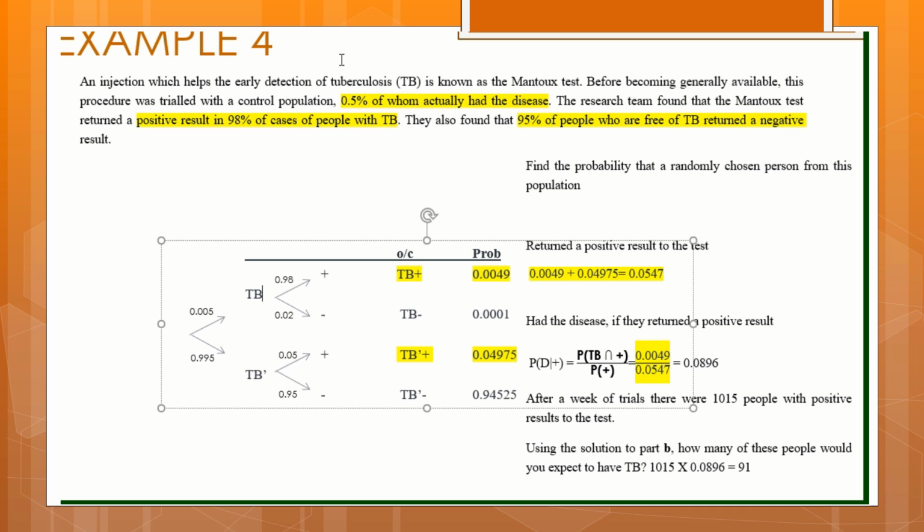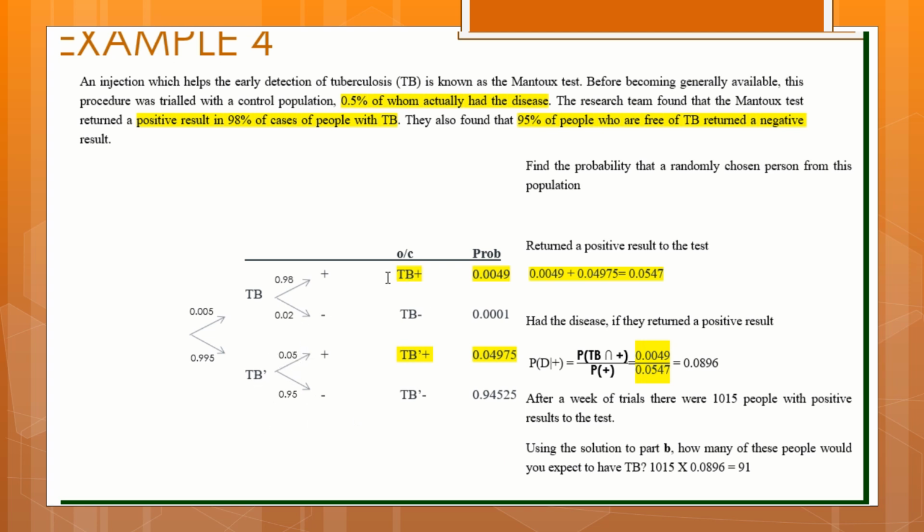Then the research team found that the test returned a positive result in 98% of the people with TB. Meaning if I have TB, the result is positive is 0.98, negative 0.02. Okay, so this one total is 1, this one total is 1, you're on the right track. They also found 95% who are free of TB, that means don't have TB, return a negative result, 0.95. Do you see that? So this one will be 0.05, total 1.